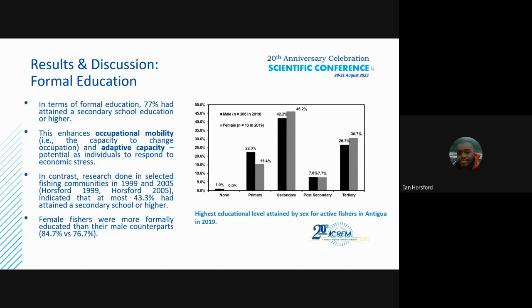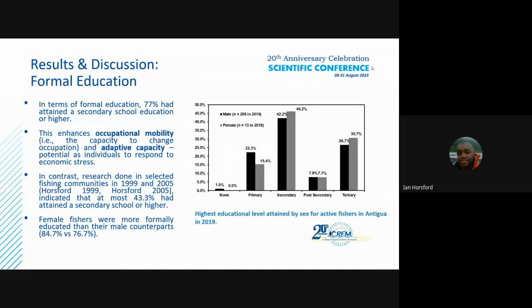With respect to formal education, there has been a major increase in educational attainment. When I entered fisheries, at most 43% had attained a secondary school education or higher, and that was way back around 1999. And now 77% of fishers attain a secondary school education or higher. Now, this is a good thing because you have occupational mobility, the capacity to change occupation, and your adaptive capacity, for instance, to respond to economic stress. There are more options available for you.